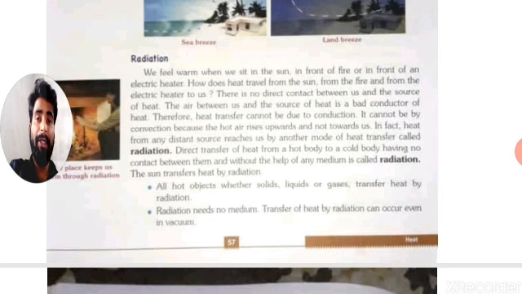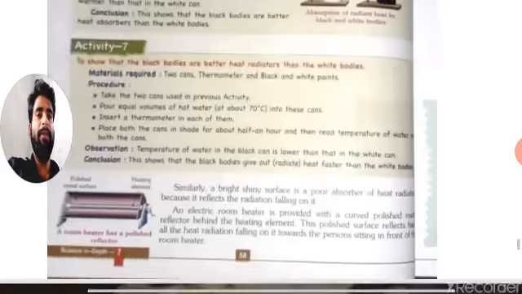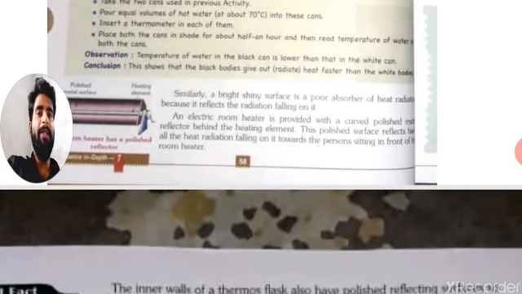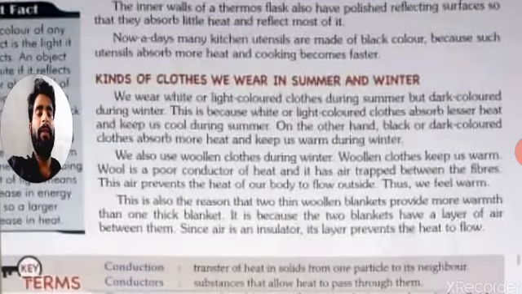The radiation method is used in the thermos flask and the room heater. In the thermos flask and in the room heater, radiation happens. Here a picture of the room heater is given.